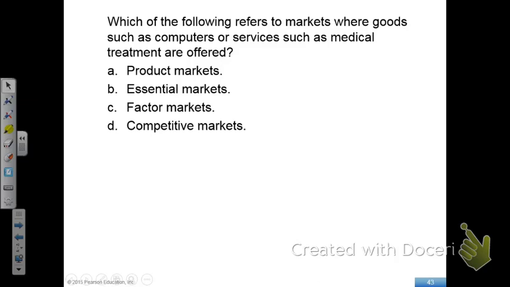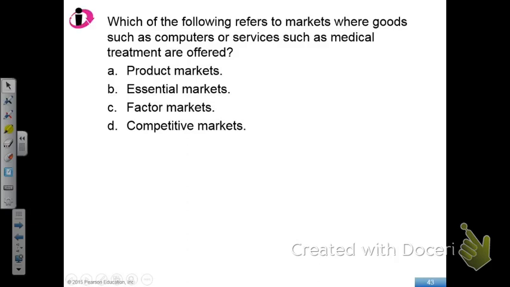Let's look at this one. Some of the questions are easy, some of the questions are challenging. So what do you think? Goods such as computers or services such as medical treatments are offered, right? Computers and medical treatment are final goods. You can buy a computer, take it home, and start using it. So these are obviously goods that are traded in the product market, right?